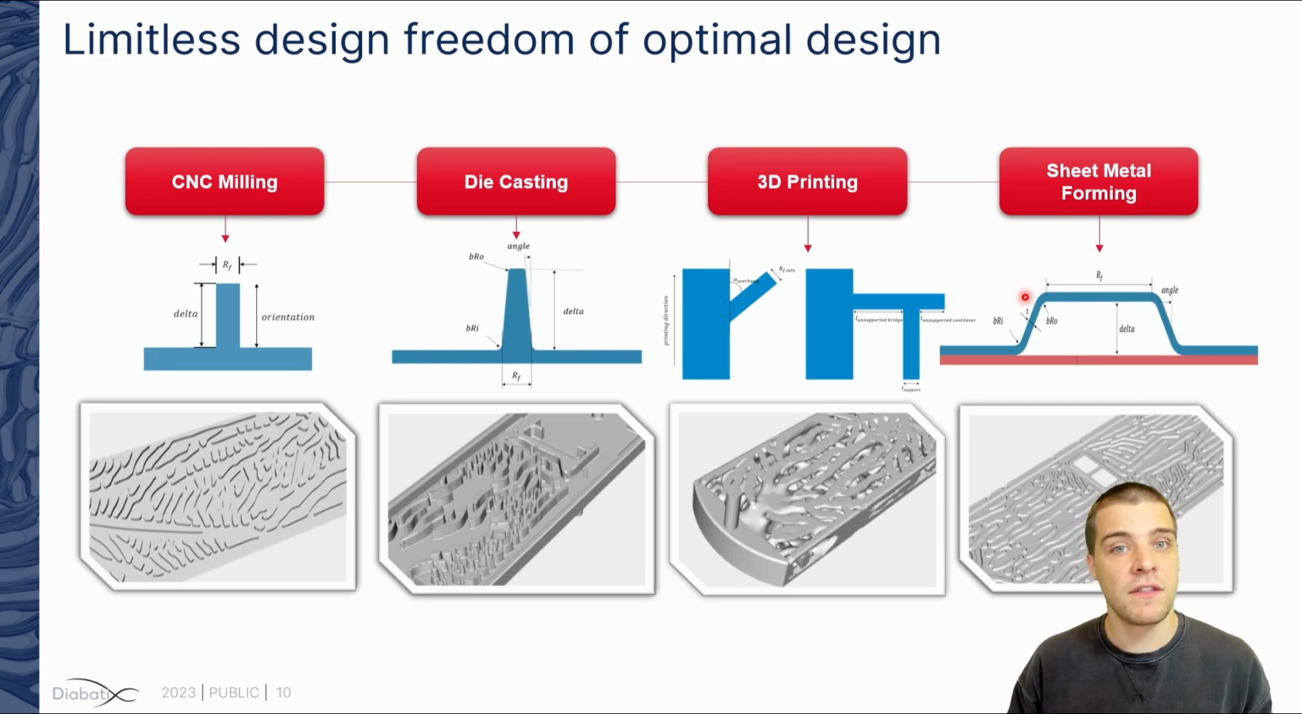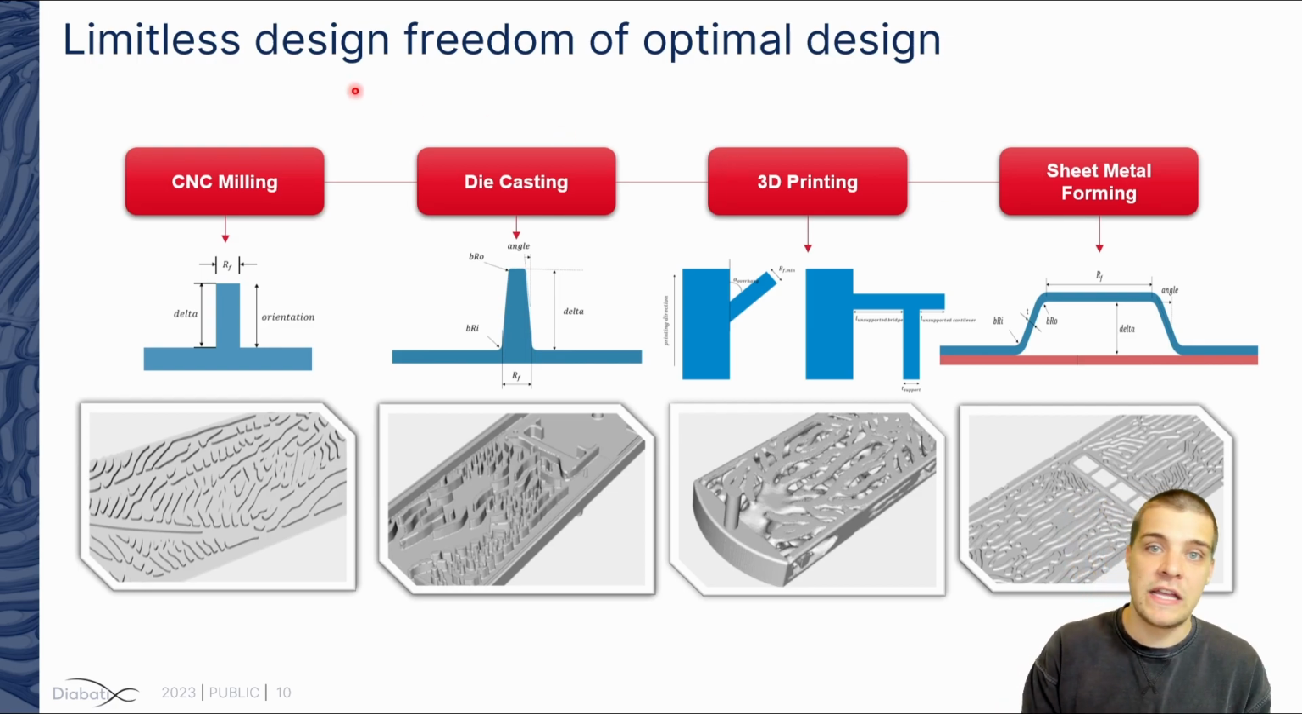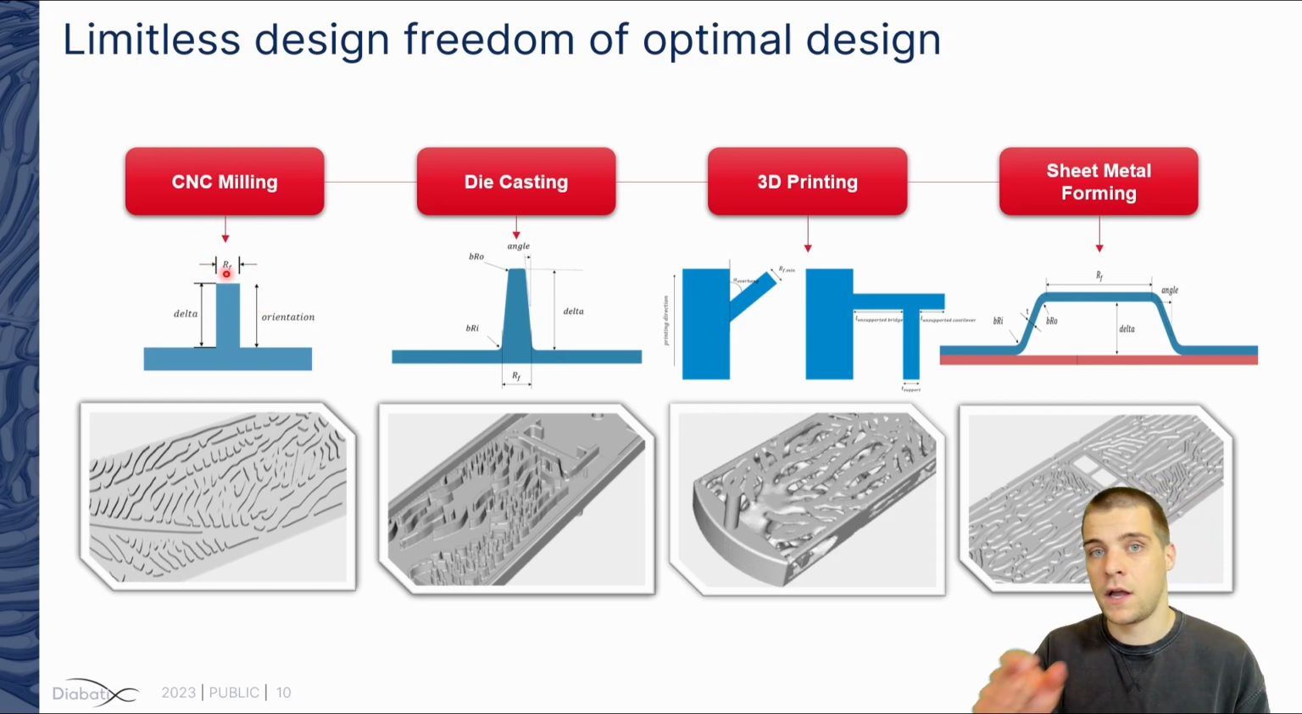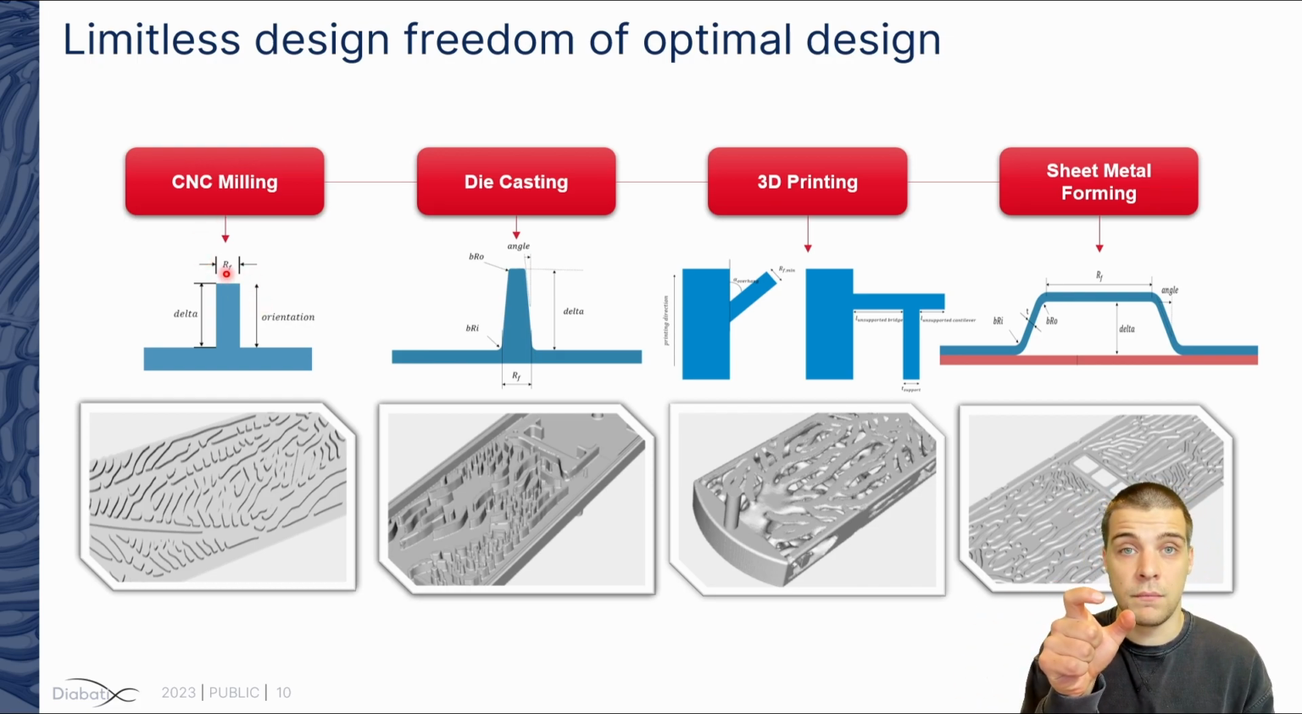A very big strength of our software, if I do say so myself, is that you have, as a user, full control over how those structures should look. Here are 4 of the most commonly used manufacturing techniques in the software: CNC milling, die casting, 3D printing, and sheet metal forming. And for each technique, you have full control over the settings that govern that technique. For instance, with CNC milling, you can specify what your minimal milling tool size is.